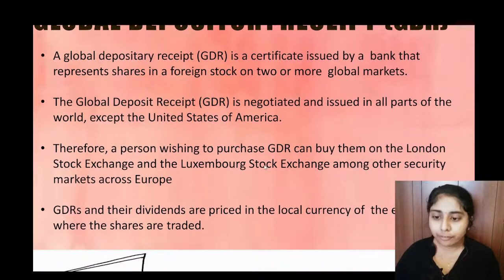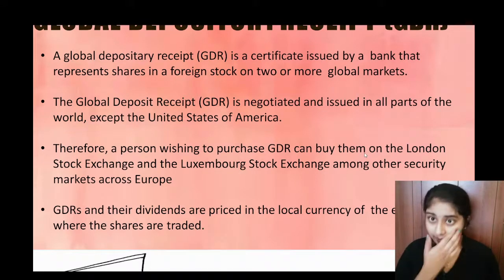In all other countries, GDR is accepted and issued. Therefore, a person wishing to purchase GDRs can buy them on the London Stock Exchange or Luxembourg Stock Exchange, among other security markets in Europe. GDRs and their dividends are priced in the local currency of the exchange where the shares are traded. So if it is traded on the London Stock Exchange, then the dividend will be priced in London currency.